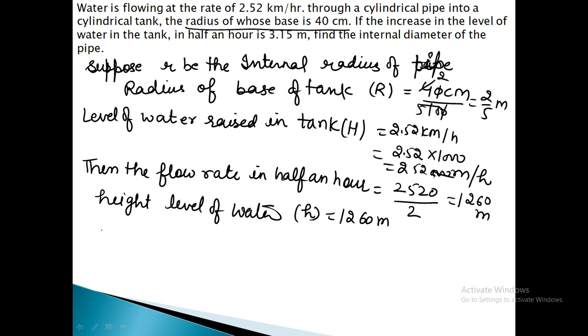Now you can use the same formula which was used in the previous question. Volume of tank is equal to volume of pipe.